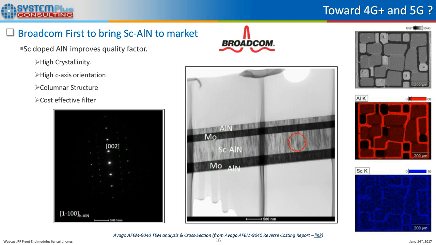We have shown by TEM observation that the scandium-doped aluminum nitride is well mastered, with high crystallinity, high C-axis orientation, and very smooth columnar structure, which confirms that in the next few years this technology could be applied for LN-based filters in 4G Plus and 5G applications.